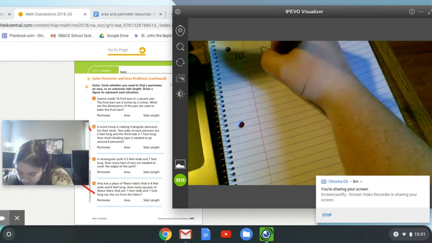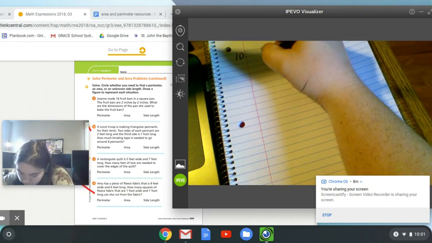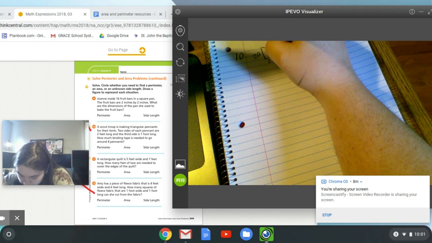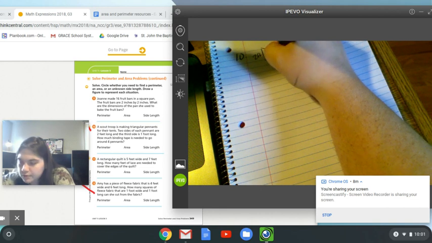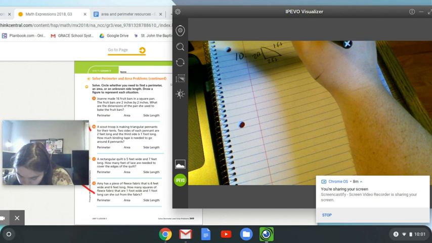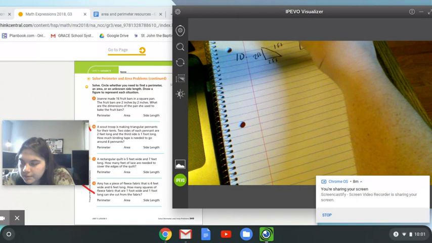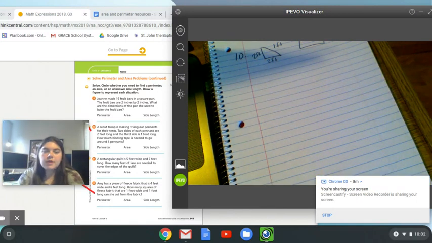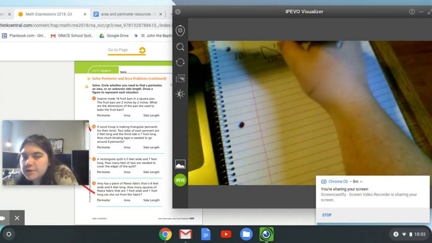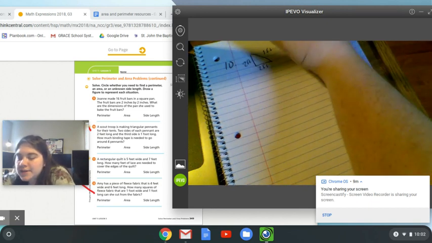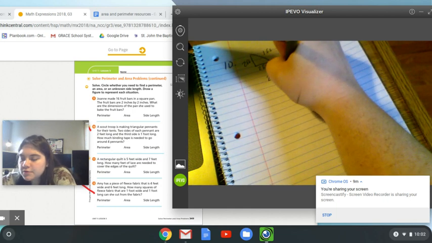Two sides of each pennant are 2 feet long, and the other side is 1 foot long. I want to know what's the distance around, so I'm going to solve for perimeter, because right here it says how much binding tape is needed to go around 4 pennants. So first I'm going to solve the perimeter for this. Even though there's only 3 sides, I can still solve for perimeter because I'm just going to add up all my sides. So 2 plus 2 plus 1.